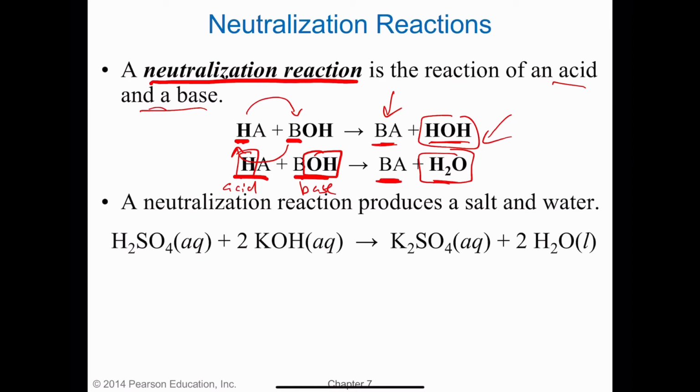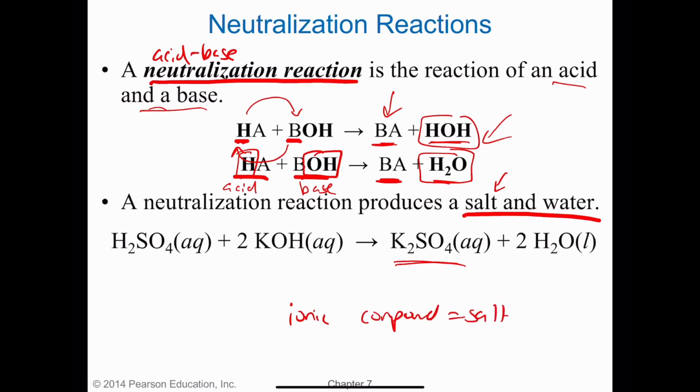And I might also call it an acid-base reaction or an acid-base neutralization reaction. But we're basically producing a salt and water, and salt meaning some sort of ionic compound. So any ionic compound is basically a salt. It doesn't have to be table salt.